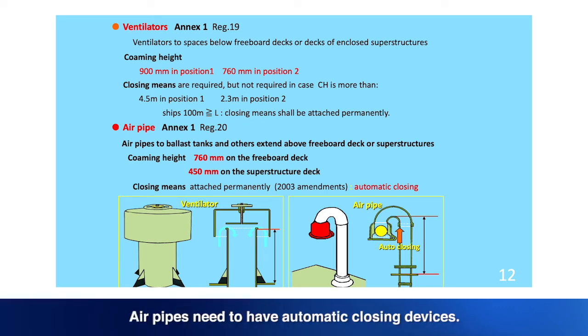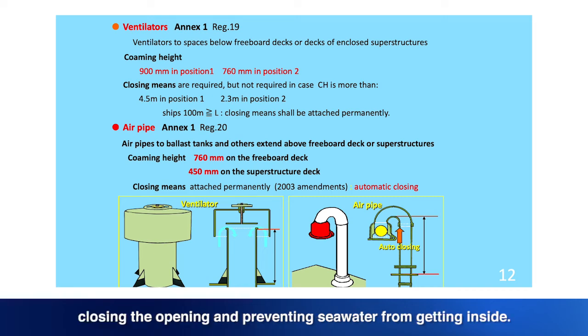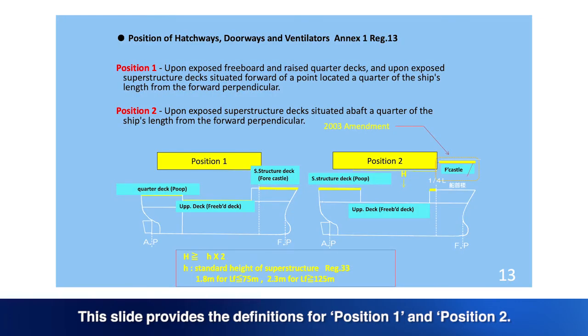Air pipes need to have automatic closing devices. Here, when seawater covers the air pipe, the ball inside the closing device floats, closing the opening and preventing seawater from getting inside. This slide provides the definitions for position 1 and position 2.